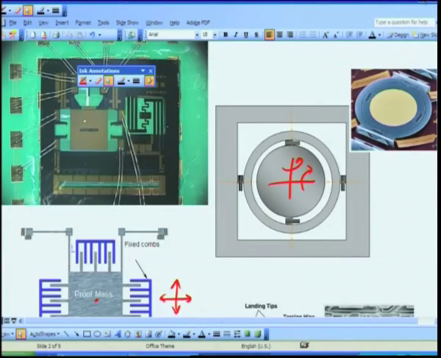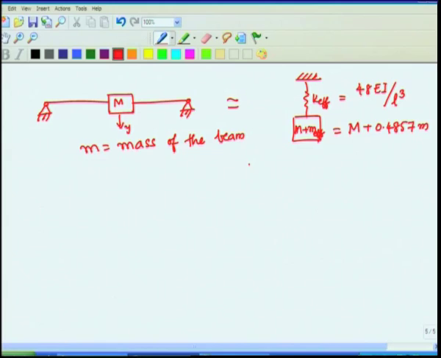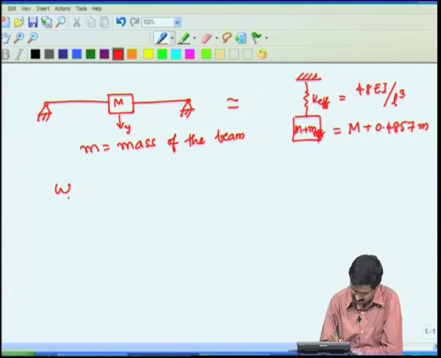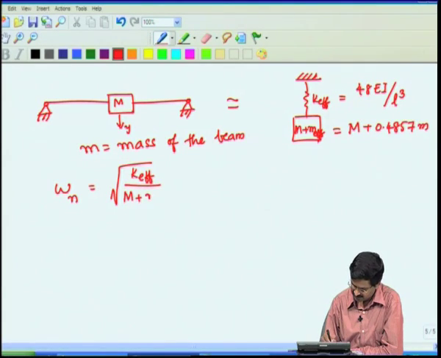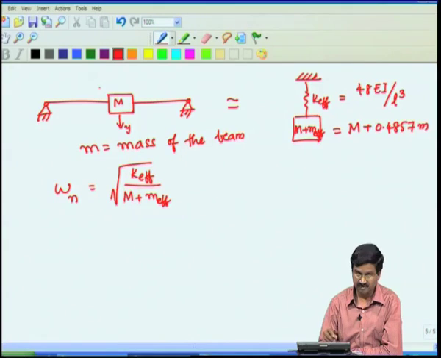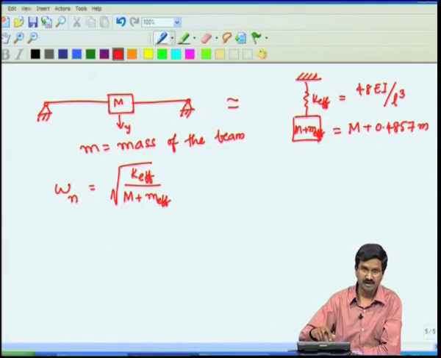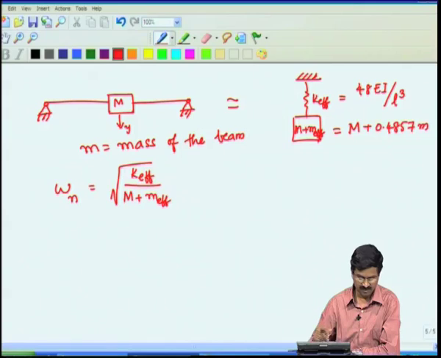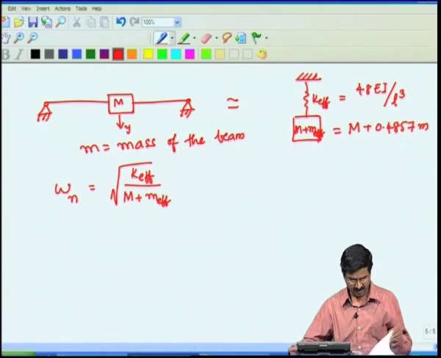Okay. So, now let us go back to our discussion where we want to find the natural frequency of this. Natural frequency omega n is simply going to be equal to the square root of K effective divided by M plus M effective, because we have the additional mass at the center, that M goes in there, and that is how we get the natural frequency of this system. Likewise, we can do this for any other system that we have noticed here.